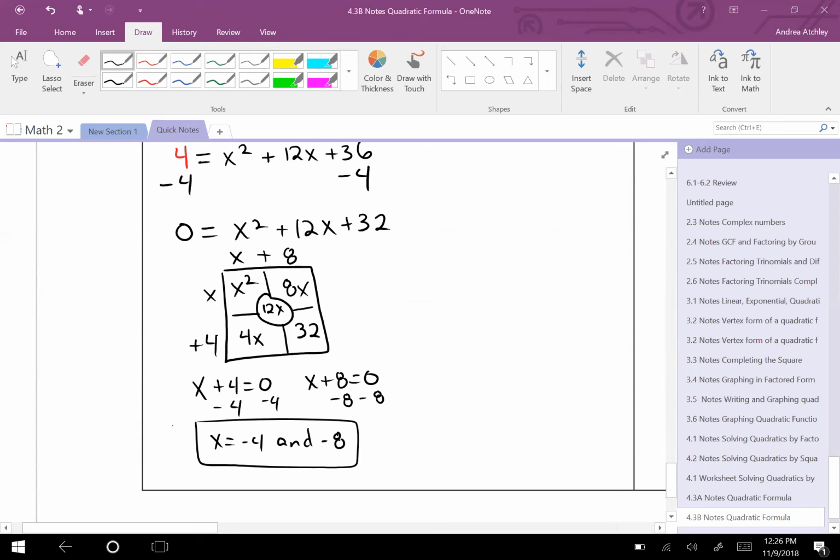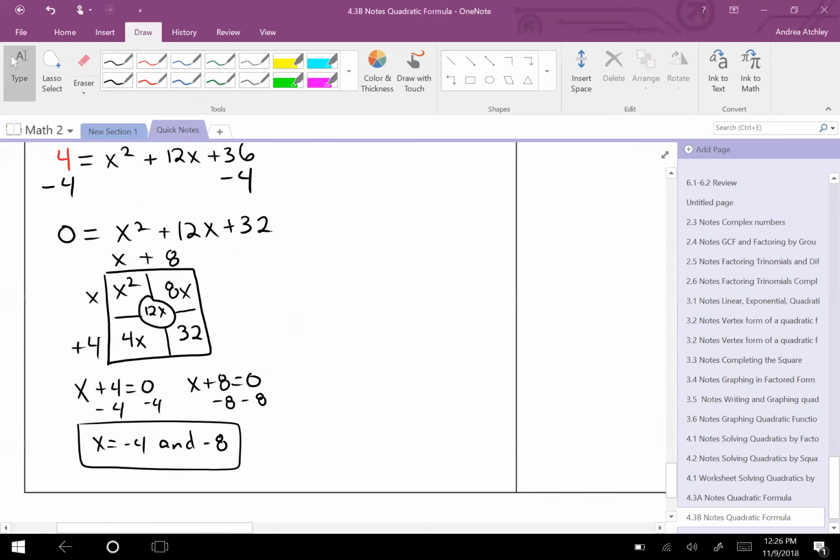Okay, so now if you did the quadratic formula, most of you guys got negative 12 plus or minus the square root of 16 all over 2. Did most of you get that far? Okay, what's the square root of 16? 4. Once you take the square root, it doesn't need a radical anymore. A lot of you guys put it back in the radical. Doesn't need that.